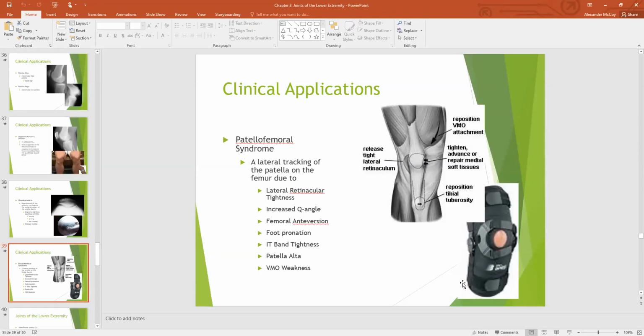So I have a fun story with this one. At least I think it's really cool. Patellofemoral syndrome. This is where your patella tracks laterally due to either lateral quad tightness, increased Q angle, anteversion, foot pronation, IT band, patella alta, VMO weakness. You can see that's a whole line. Basically, it could be caused by many different factors. But what it does is it causes irritation and potential subluxations of that kneecap.